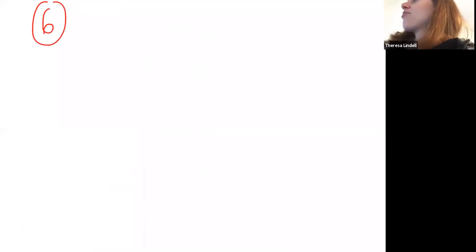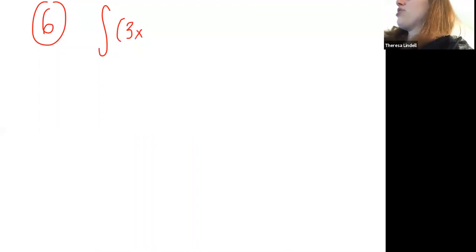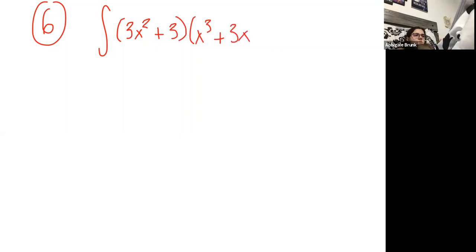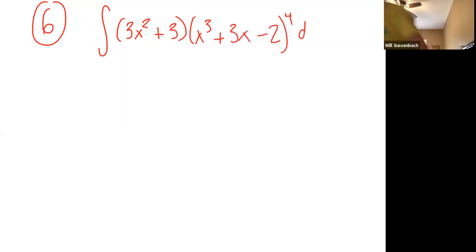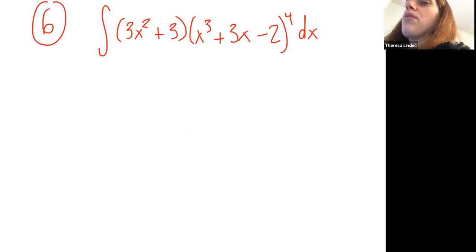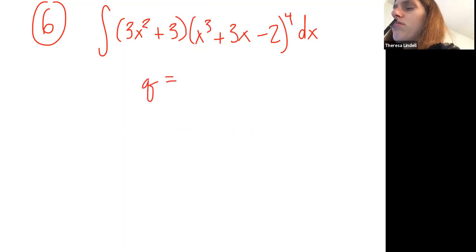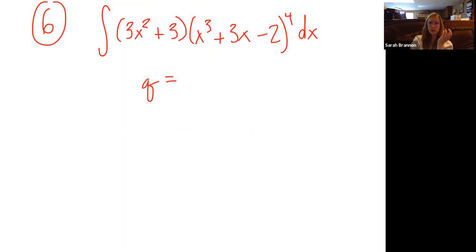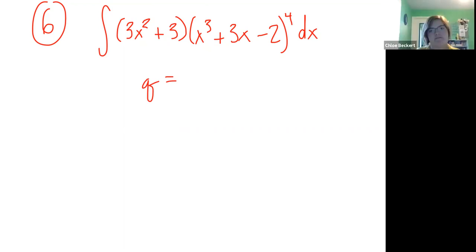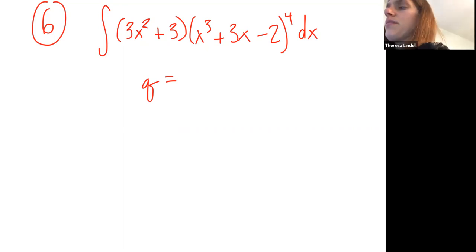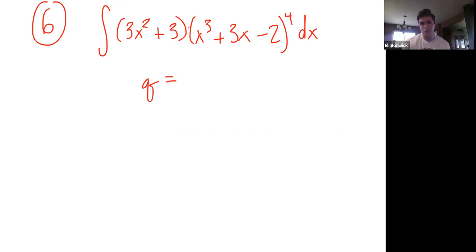Number 6 I threw in there because the test is coming. This quiz technically wasn't over the Q section, but this is a Q problem. So let's pretend you guys are taking the test in a few days. Is there any hint on why you would not use U and DV, but you would use Q? Why can't you just go backwards? That's a good question, because there's a product rule. Would it just take longer?